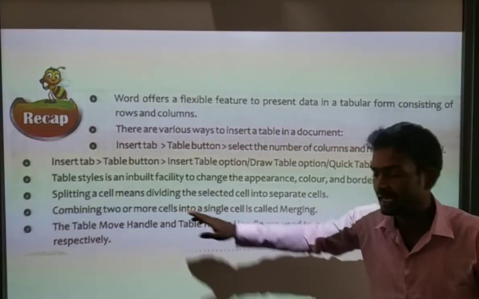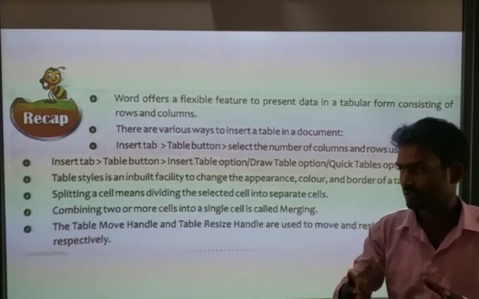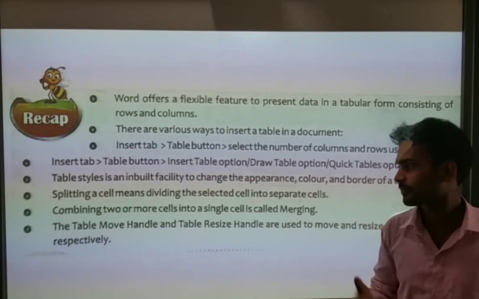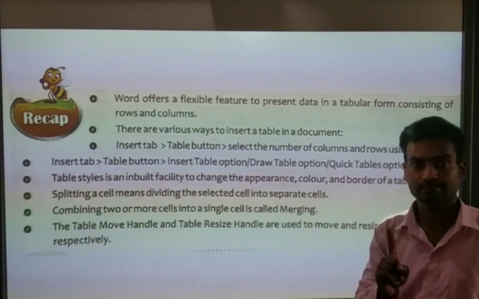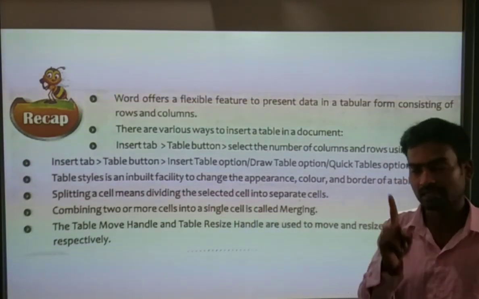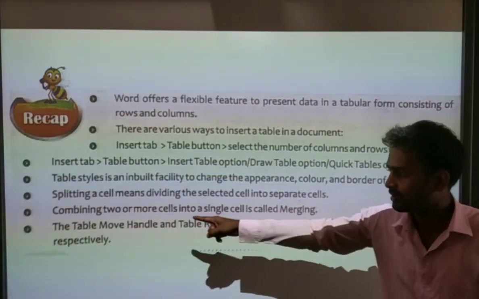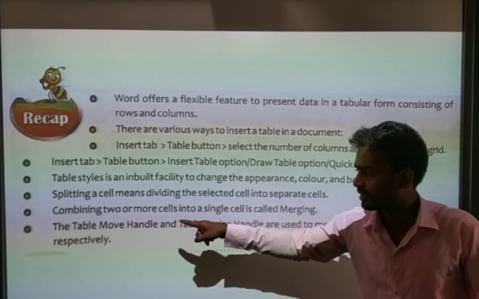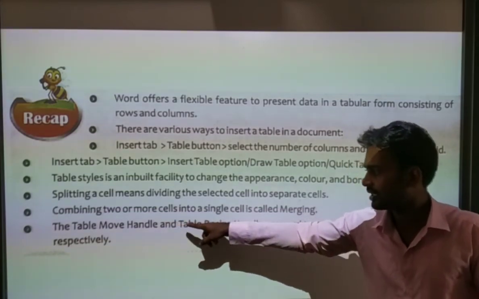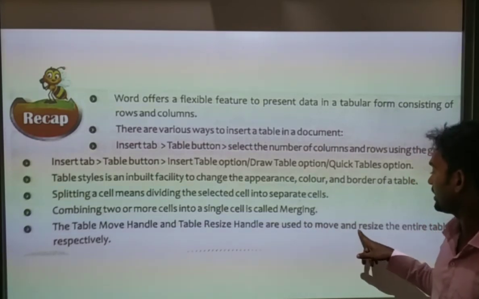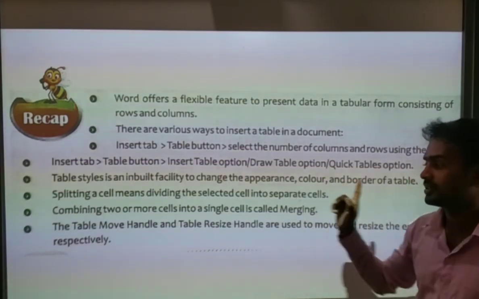Here, combining, we are going to join two or more cells, it could be two cells or more than that, into a single cell. Into a single cell is called merging. Right, dear children? The last one is that the table move handle and table resize handle are used to move and resize the entire table respectively.